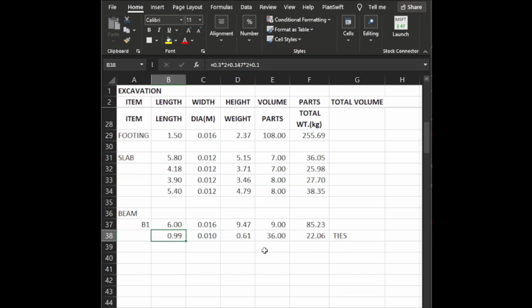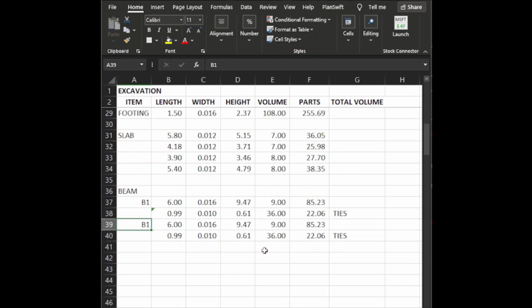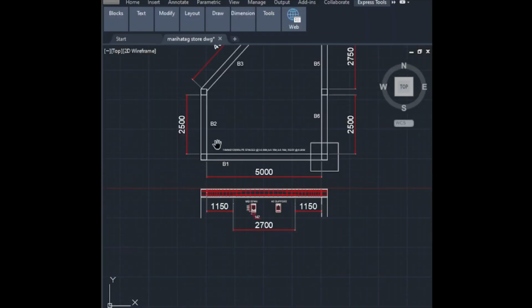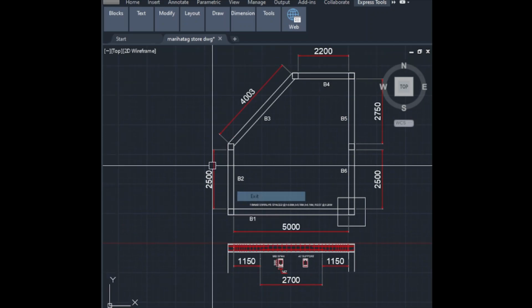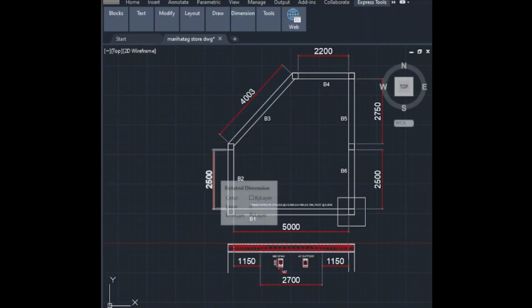Okay, so for beam 2, we will just copy only this one, beam 2. Then we will check the beam 2 is 2.5 meters. So we'll just change this one to 2.5. Okay, and this one, the number of pieces, is 2 point, how much is it? 2.5.